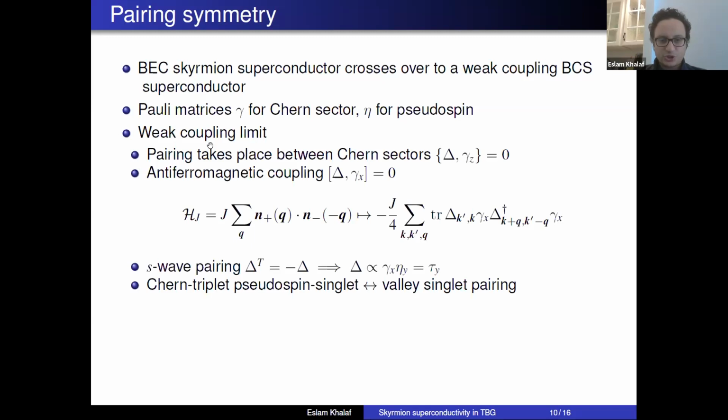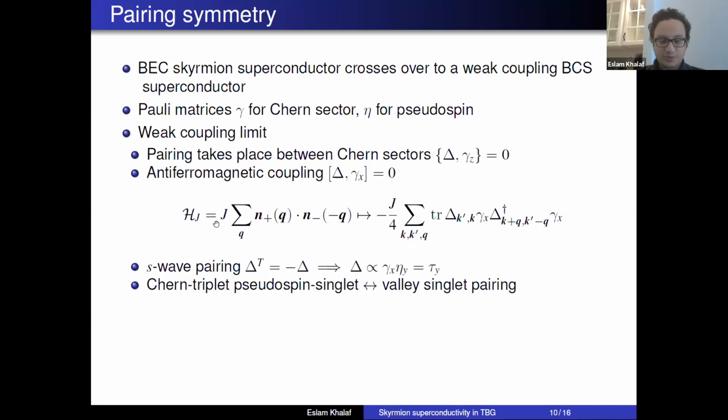So one condition we can find is that pairing has to take place between opposite Chern sectors, because as we have seen, it's a Skyrmion in one sector and an anti-Skyrmion in another sector. Another more direct way to see it is that pairing in a Chern band is like pairing in a magnetic field. So we cannot really have superconductivity in a magnetic field. It's highly disfavored. This can be expressed in an algebraic condition that the pairing function anti-commutes with gamma z, this Pauli matrix for the Chern sector.